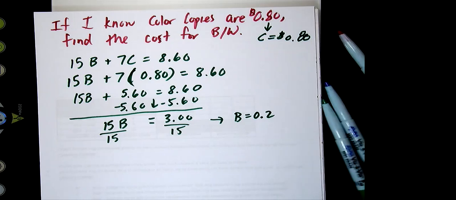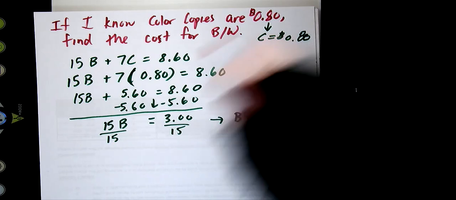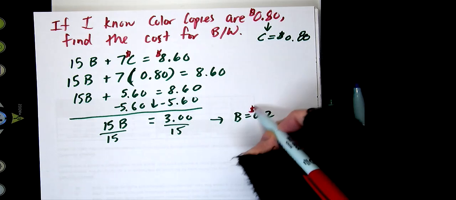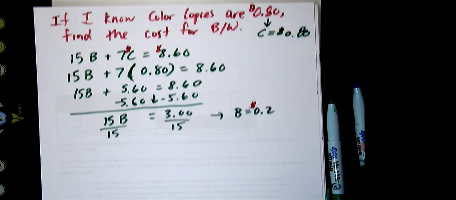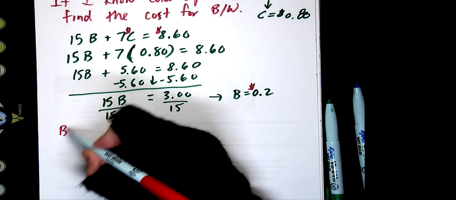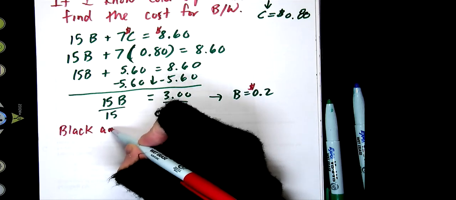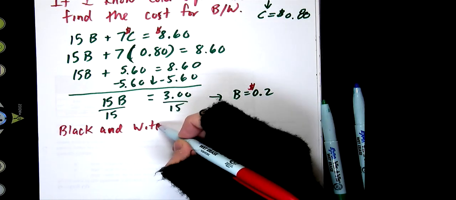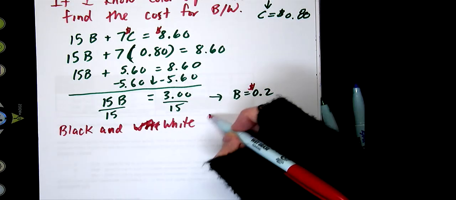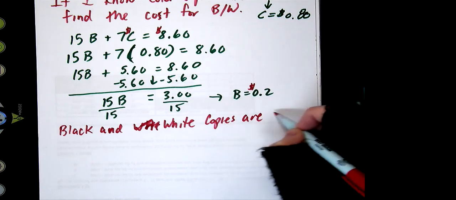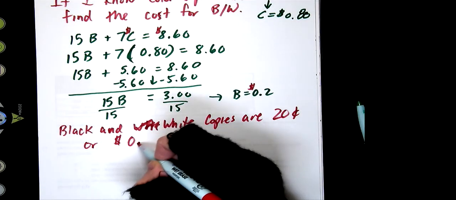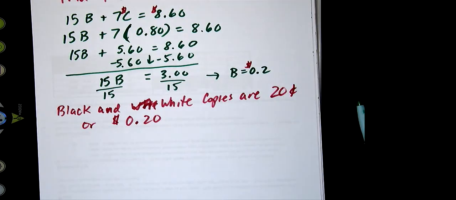C was in terms of money. The right side was in terms of money. So this is money. So saying 0.2 isn't really very good. It's black and white copies are 20 cents. Exactly. Or $0.20.